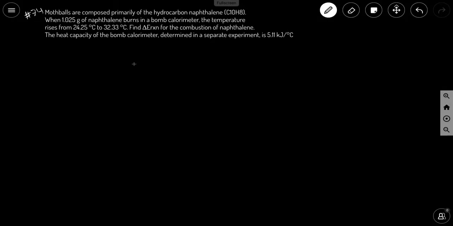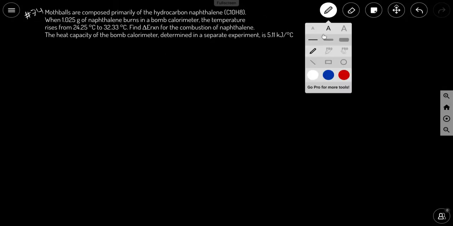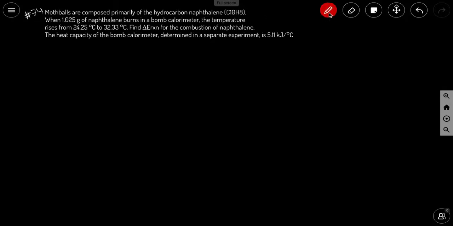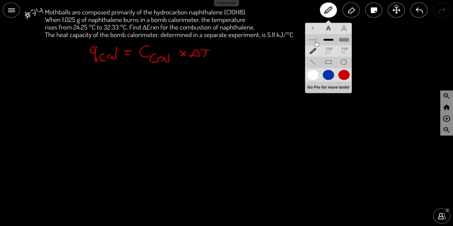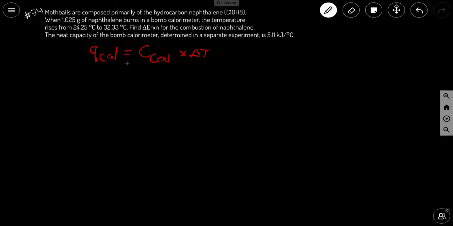Okay, so first things first, we're going to be using this formula. And let's go ahead and start by plugging it in. So the heat of the calorimeter is equal to the heat capacity of the calorimeter times the change in temperature.